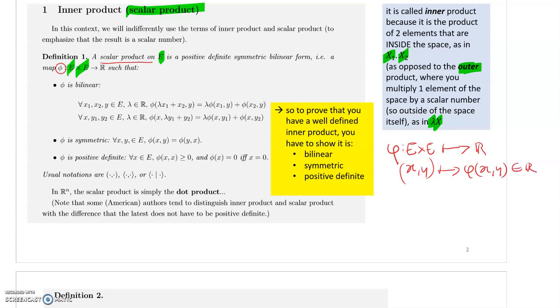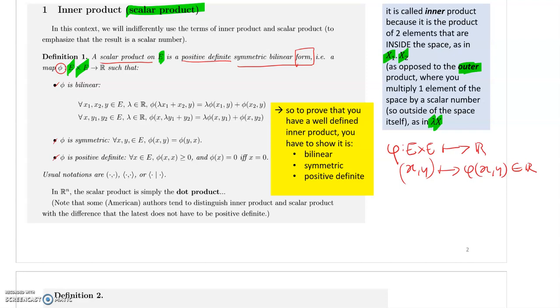Okay? And it's going to be a well-defined inner product if it has those three properties: symmetric, bilinear form, positive definite. So, first of all, form is a term that we have already used, maybe you've forgotten. It's just a linear map that has its image in R. So we already said the result would be in R.